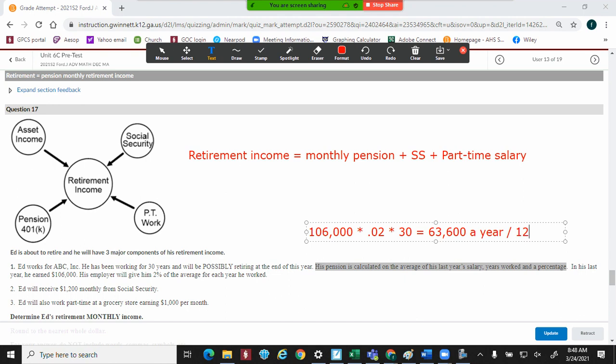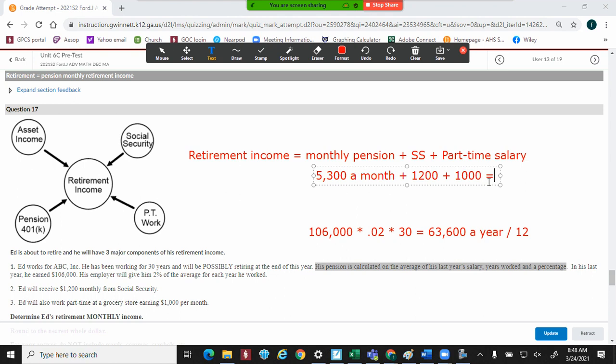We're going to divide that by 12 to get monthly. So his monthly pension, he's going to be getting $5,300 a month. He's also going to get $1,200 from Social Security, and then he's also going to get an additional $1,000 from working at the grocery store.